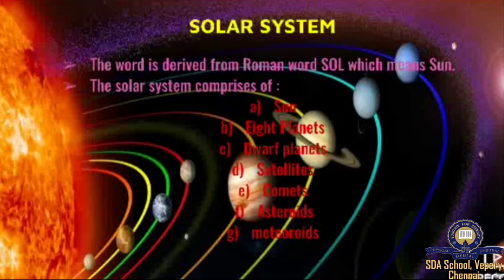So let's see what a solar system is. A solar system comprises the Sun, 8 planets, dwarf planets, satellites, comets, asteroids, and meteoroids. All these together form the solar system. Let's see them individually.